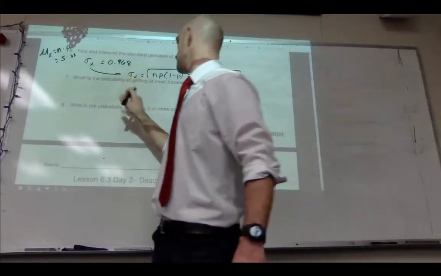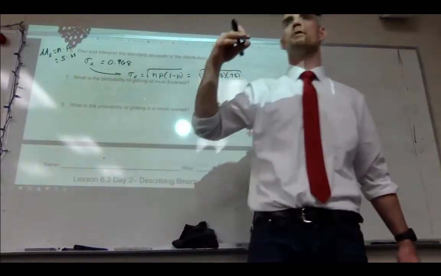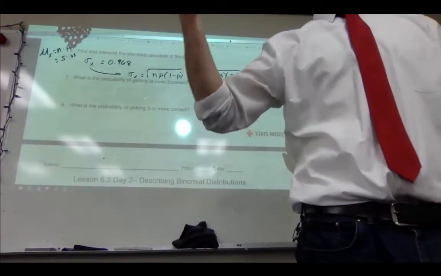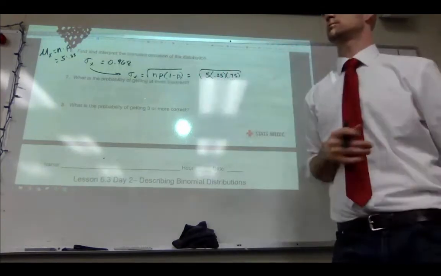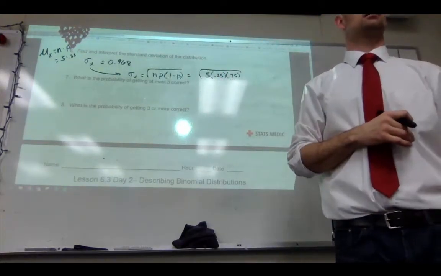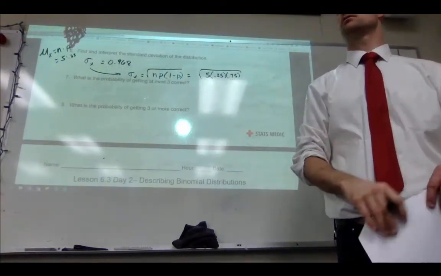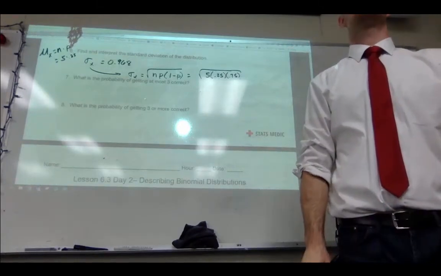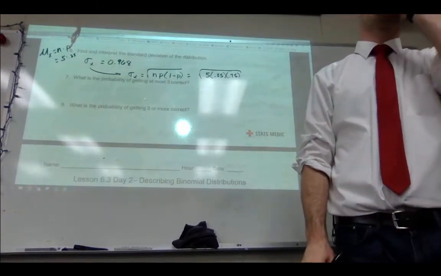Let's look at number 7. Probability of getting at most 3 correct. Tell me, what did you do to get this? At most 3. I haven't done that because I spent so long doing number 6.